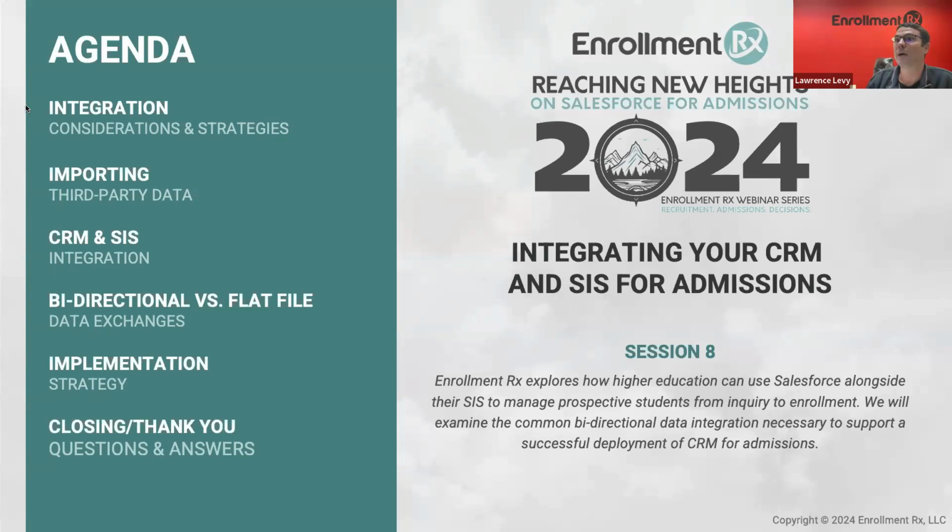And then we're going to talk about the CRM and the student information system integration and that enterprise bi-directional integration between those two systems. What should that look like? What could that look like? What do we need to consider as part of that integration strategy? And then from a technology perspective, we want to evaluate the different options that we typically see, which is often bi-directional versus flat file data exchanges. So we'll talk about those different ecosystems and environments that we often find ourselves working inside of.